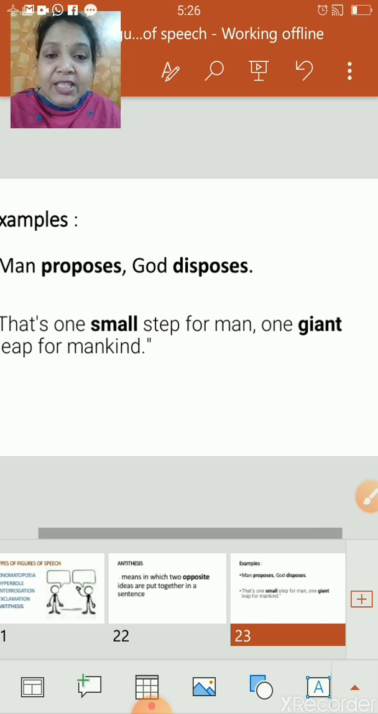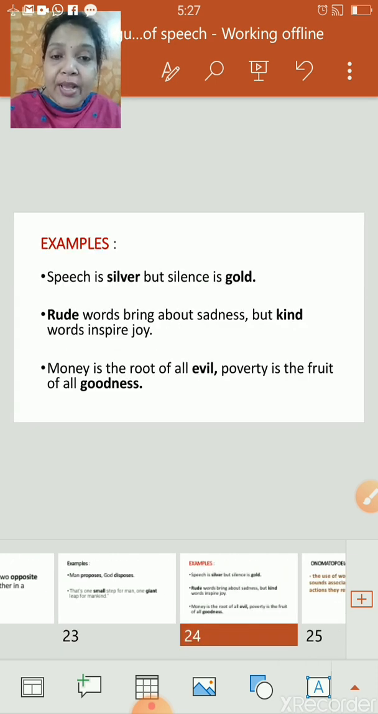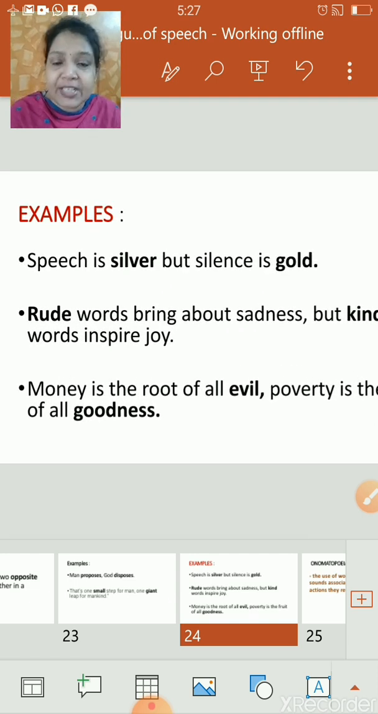Now, let us come to the next one. That's one small step for man, one giant leap for mankind. Please let me know which are the two opposite words over here. It's small and giant. Yes. That's one small step for man, meaning man is going to take one step forward, but one giant leap for mankind, meaning it's going to be a huge step for mankind to go ahead. Now, let us go through a few more examples which will give you more clarity.